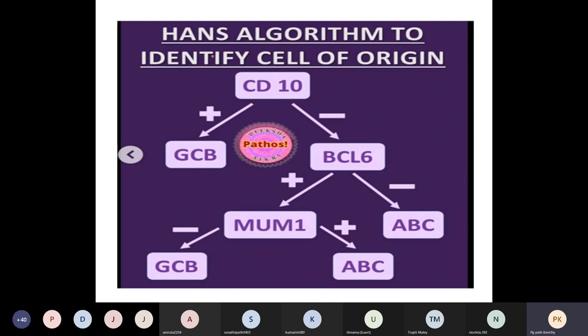Now you tell me, what are the germinal center markers? It is CD10 and BCL6, right? These are the germinal center markers. So obviously, if they are positive, it will be germinal center type, right? If they are negative, that means what? It is post-germinal center. Post-germinal center means activated type, meaning MUM1 positive means it is activated, that is the plasmacytic or immunoblastic variant. If MUM1 is negative, then it will again be germinal center type. That's it. So I tried simplifying lymphoma basics.